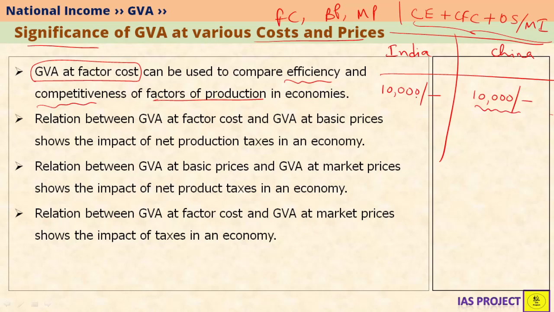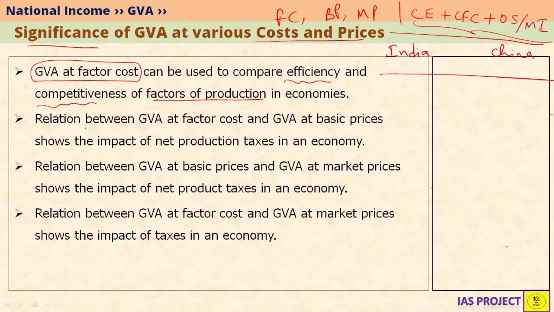So this means that the factors of production are equally efficient in both the countries. For example, if in India the mobile is manufactured at 10,000 rupees and in China it is being manufactured at 9,000 rupees, both are the same mobiles, but the factors of production are taking more money here and less money here. This means that it is better to manufacture the mobile in China compared to India because the amount which we are paying to the factors of production, that is towards land, labor, capital and entrepreneurship, is less in China and more in India. This shows that China is more efficient and has more competitiveness than India.